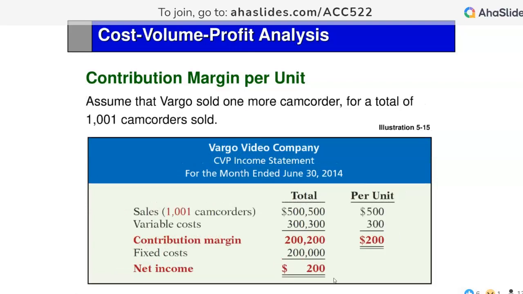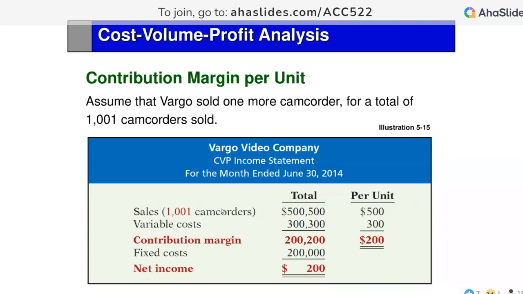The next one I sell beyond that level, when I sell 1,100, well, that extra one, I have $200 and I don't need it to cover the fixed, and therefore it's profit. So every camcorder that I sell beyond my break even, beyond 1,000, the contribution margin per unit is the profit times the number of units beyond break even. All right. So in that way, I can predict my profit.